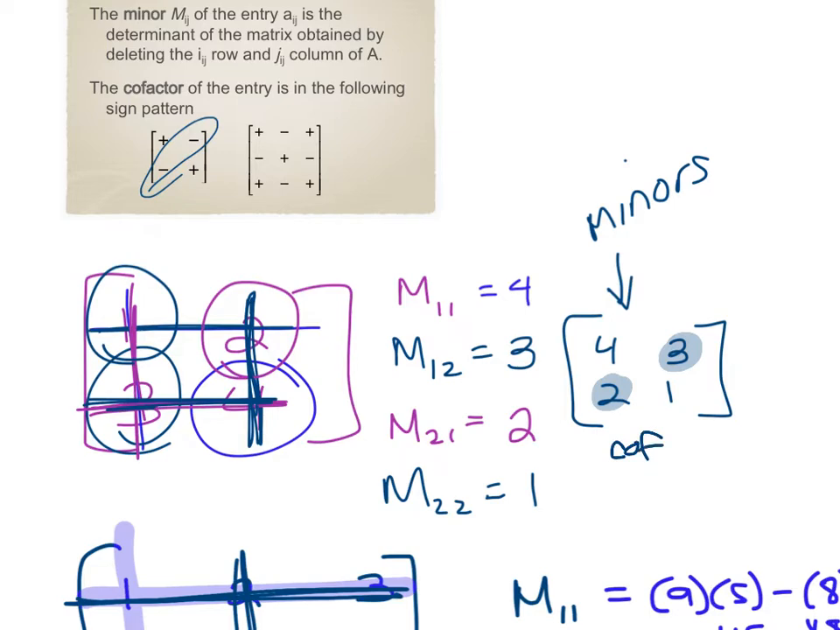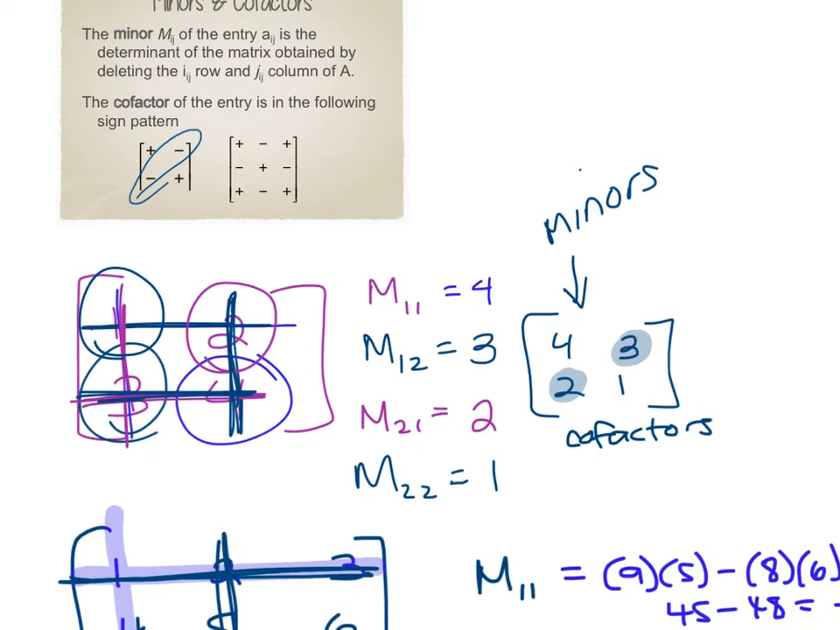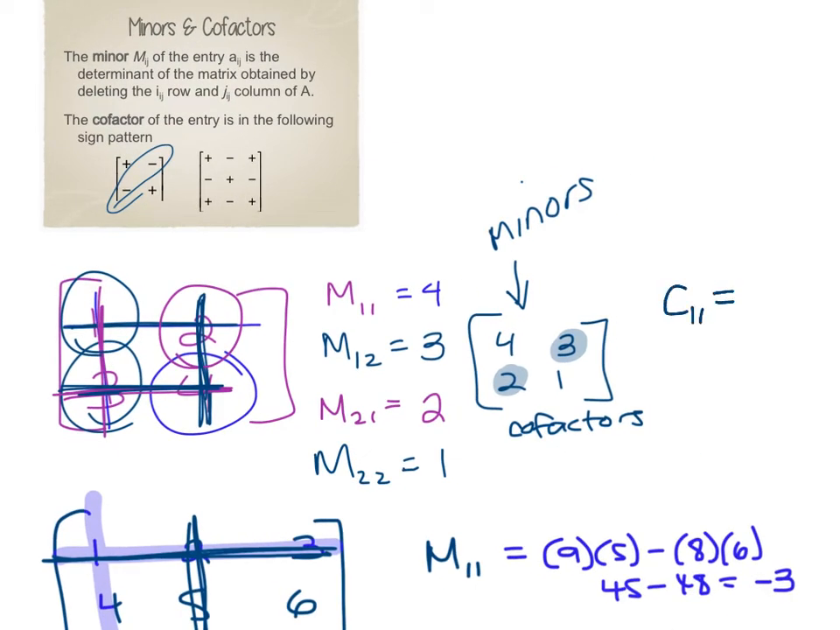And for the cofactors, the first one's going to stay the same. The second one's going to change sign. The third one's going to change sign. And the fourth one's going to stay the same. So the second and third, in that order, are going to change signs. If they were positive, they become negative. If they're negative, they become positive.